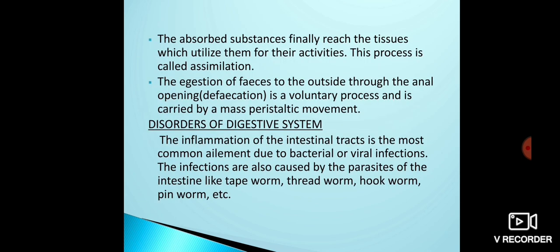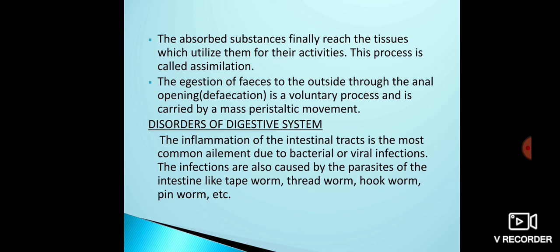So these absorbed food substances finally reach the tissues. Those tissues utilize the absorbed substances to carry out their activities. So this process, where the absorbed food substances reach the tissues and the tissues utilize them for carrying out their activities, is called assimilation.